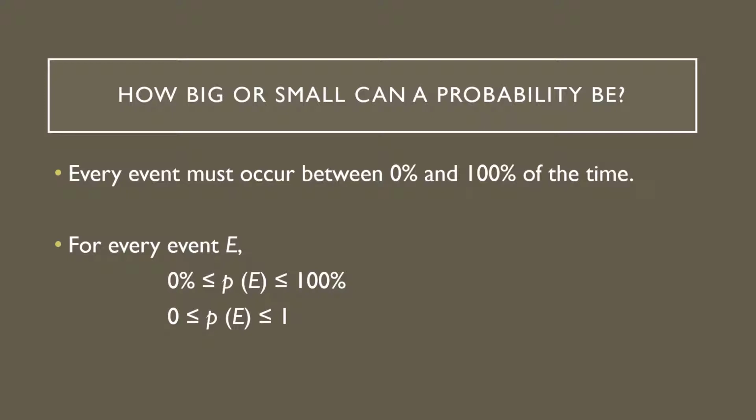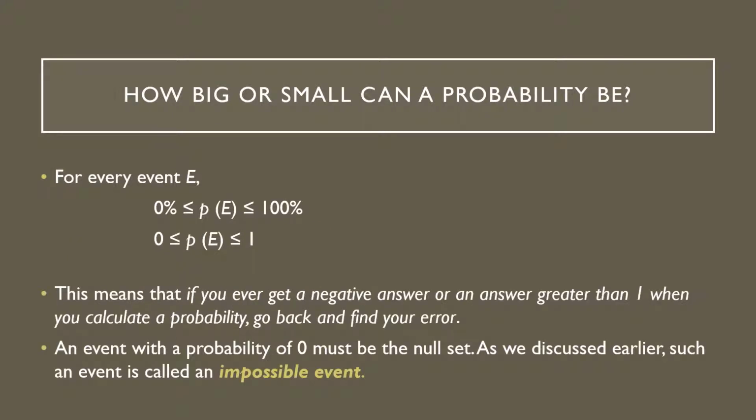Right, so this notation in here, P with the little E in parentheses, that's read as probability of E. So this means that if you ever get a negative answer or an answer greater than 1 when you calculate a probability, you know that you made a mistake and you can go back and find your error, because probabilities must be between 0 and 1. So you should never get a negative answer and you should never get an answer that is bigger than 1.